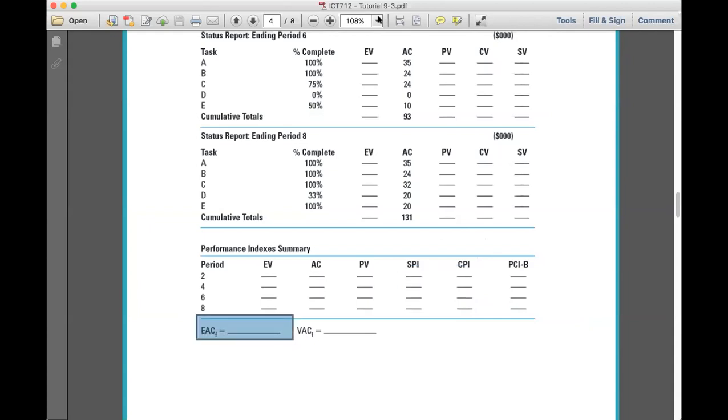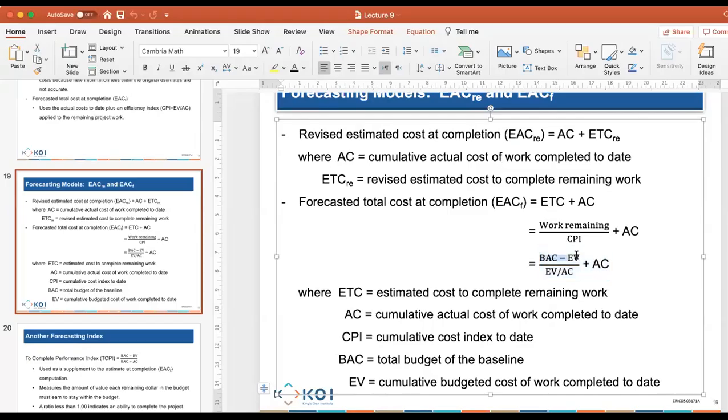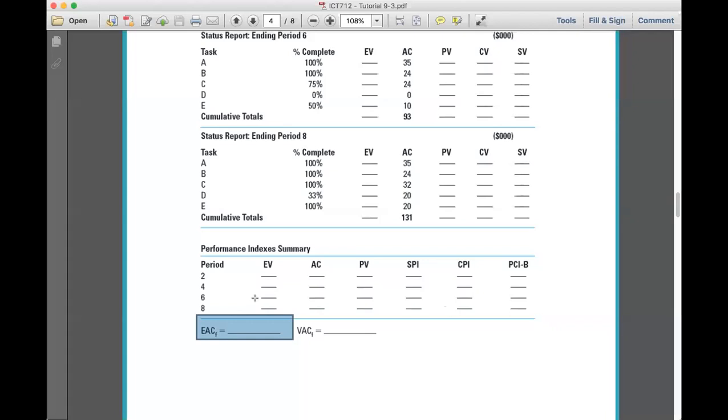EACF equals... let's apply this formula. So the formula is EACF is BAC minus EV divided by EV divided by AC. Let's ask this question. What is my budgeted at completion, guys? What is my BAC for the project? 206. 206, great. What is my earned value for period number 8?